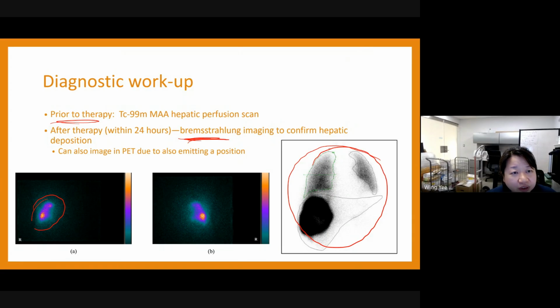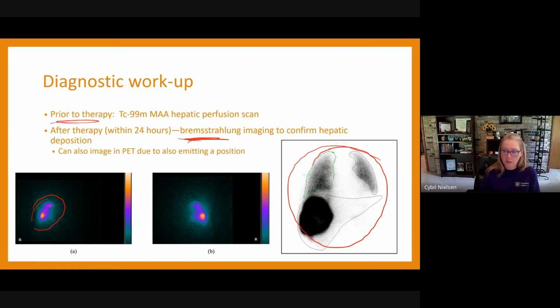In the general clinic. Okay, so you're doing bremsstrahlung because it's fascinating, really, because the Y90 is a beta negative emitter, but it also has a low yield beta positive. And so you can image this in PET, or you can image the bremsstrahlung from the beta negative in SPECT.